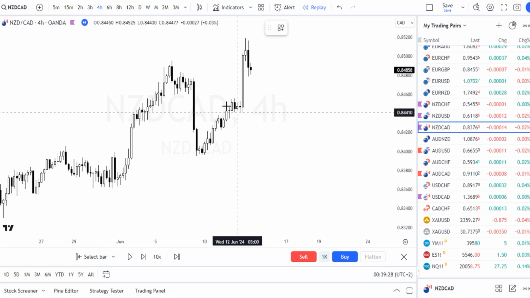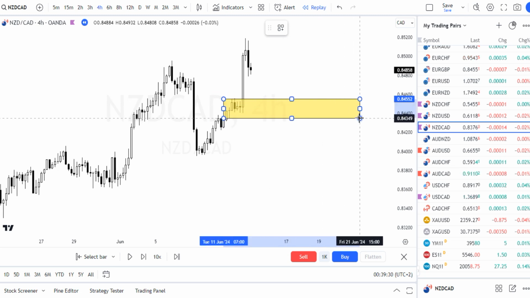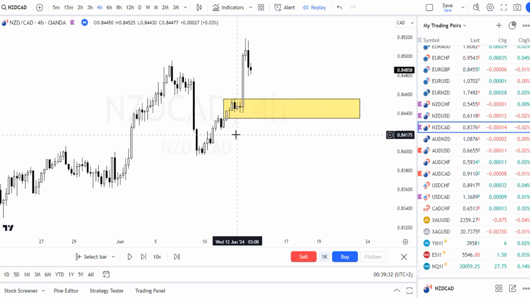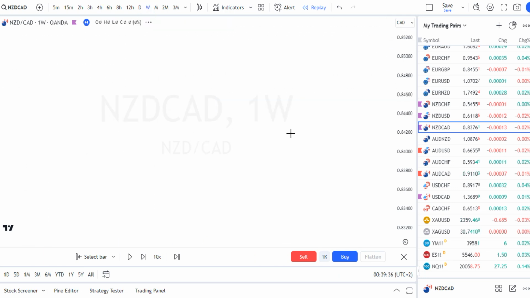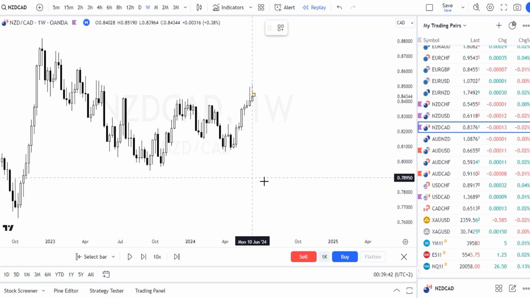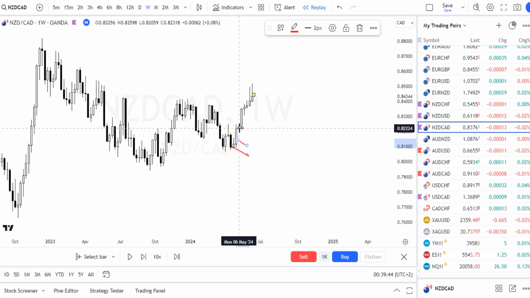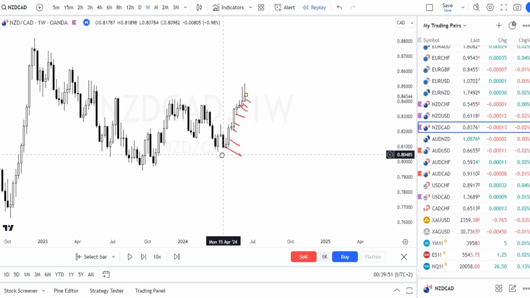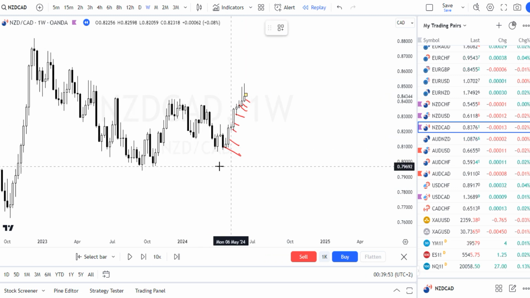There are many more things. Trading is not that easy, not that simple. You must go to the weekly and see, the market cannot just go up forever. You see, 1, 2, 3, 4, 5, 6, 7, 8. Over the last 8 weeks there was only bullish move.